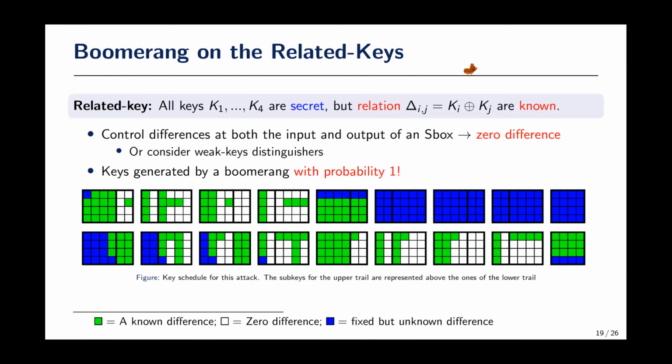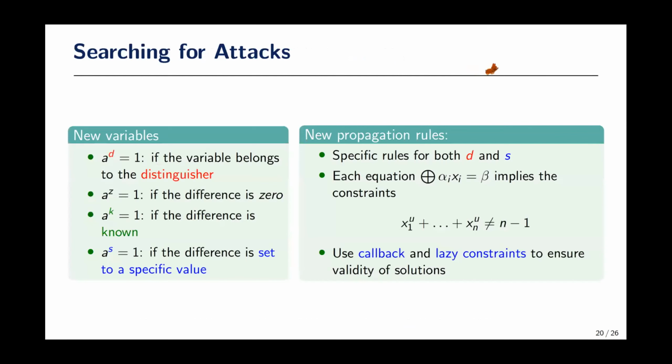In this figure, the upper shell is above the lower shell. So for the new model, we define some new variables to know which differences are in the distinguisher or the key recovery phase.